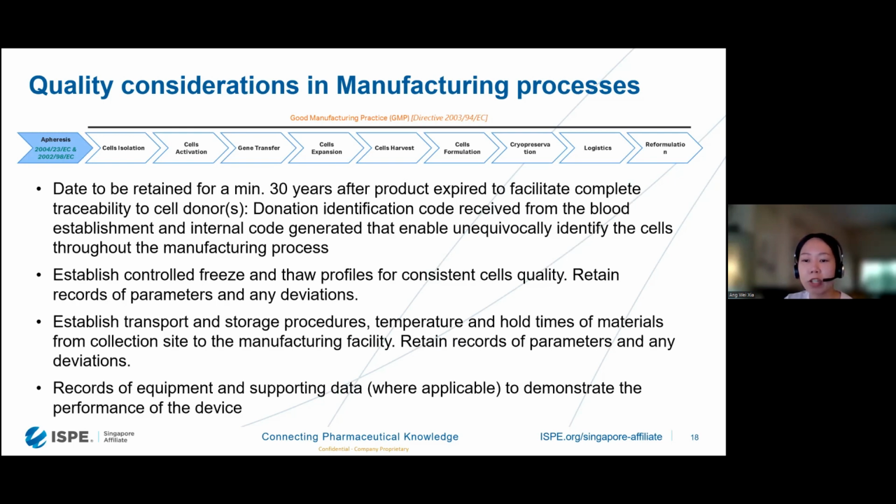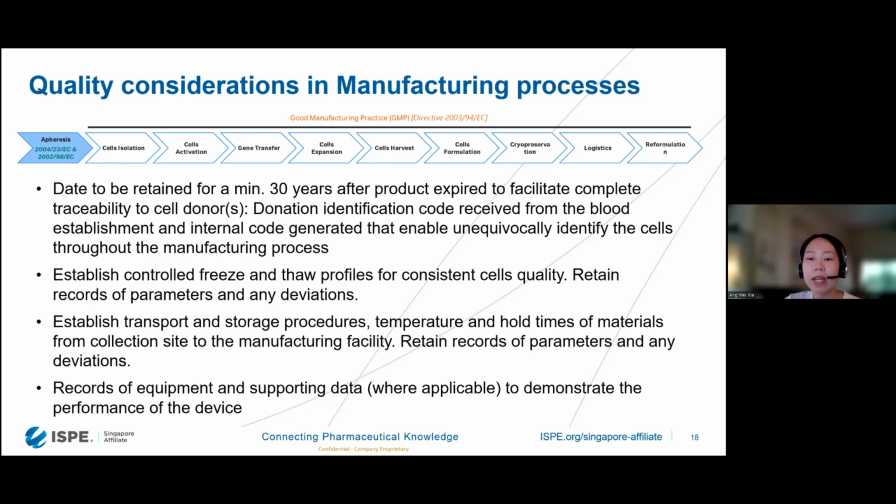The manufacturer should ensure that the following data is retained for a minimum of 30 years after the expiry date of the product: the donation identification code received from the tissue establishment or blood establishment, and the internal code or other identification system that is generated by the manufacturer to unequivocally identify the tissue cells used as starting material throughout the entire manufacturing process up to the point of batch release. The manufacturer must ensure that the link between the internal code and the donation identification code can always be established.